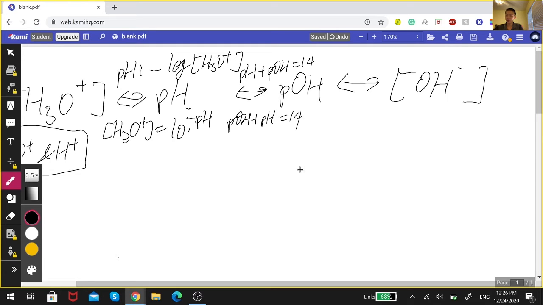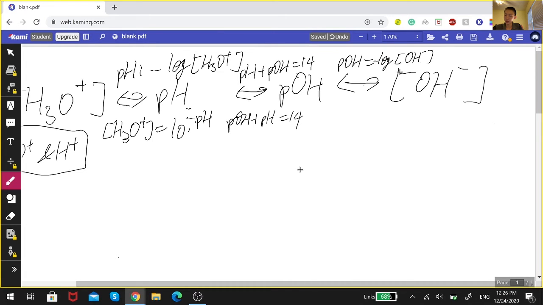And finally, from pOH, you can get the concentration of base. OH minus is the concentration of the base. And you're going to use the formula pOH is equal to negative log of the concentration of OH minus. And the other way around, the concentration of OH minus, the concentration of the base, is equal to 10 to the negative pOH power.